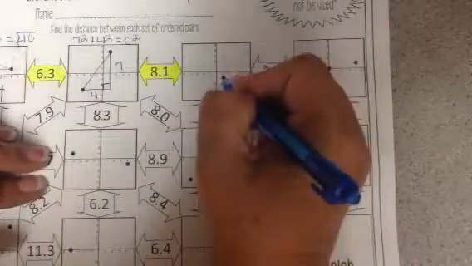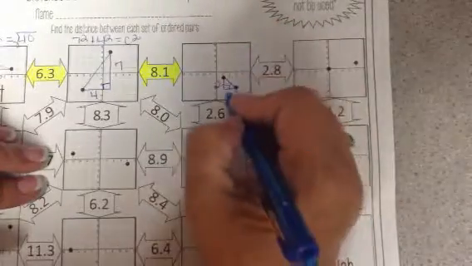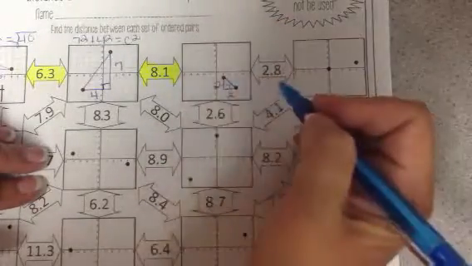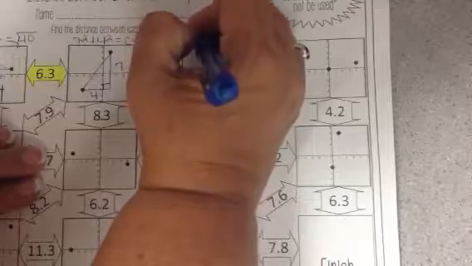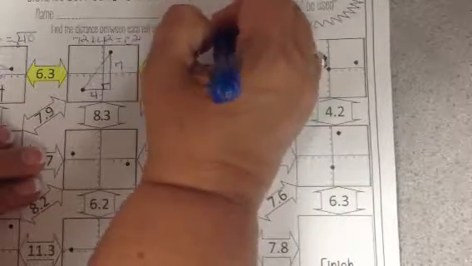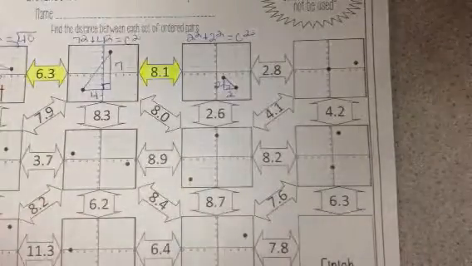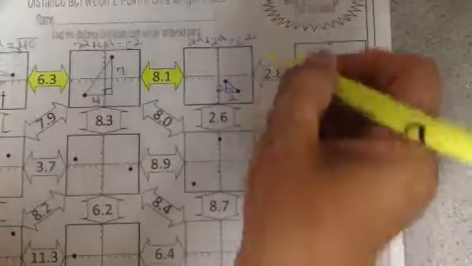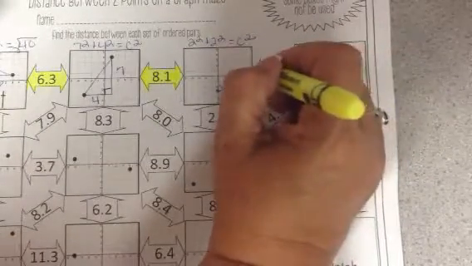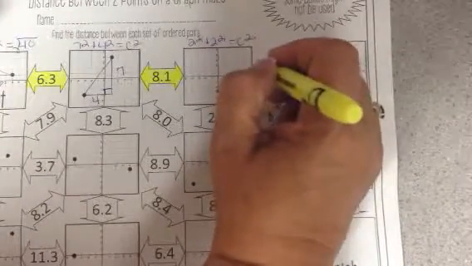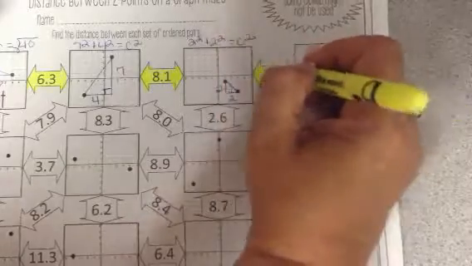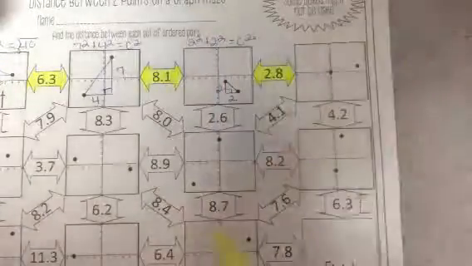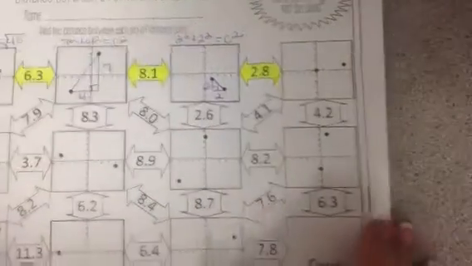If I count these boxes, there's 2. And if I count these boxes, there's 2. So 2 squared plus 2 squared equals C squared. When I put all of that into my calculator, I'm going to come up with 2.8. Which leads me to my next square.